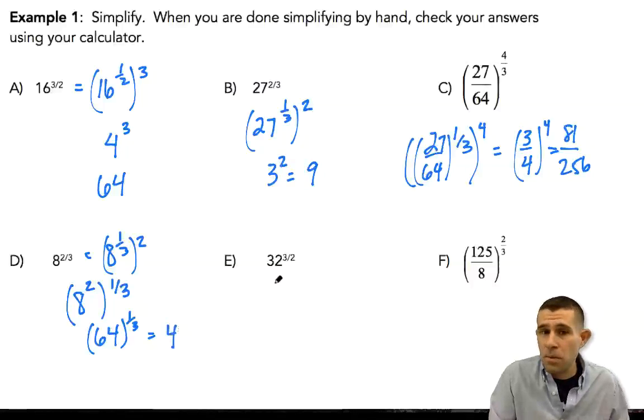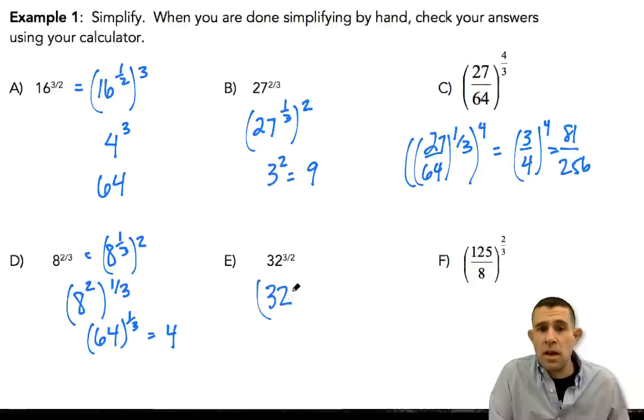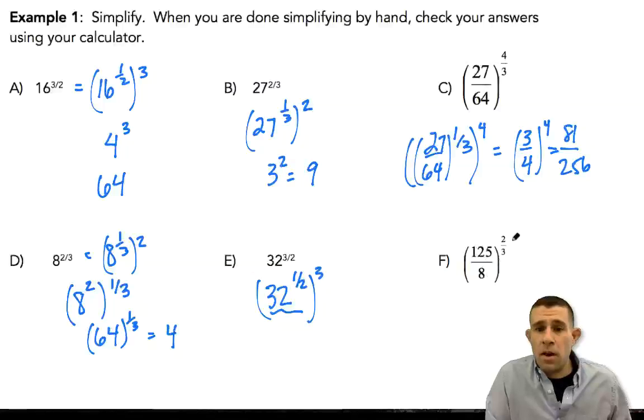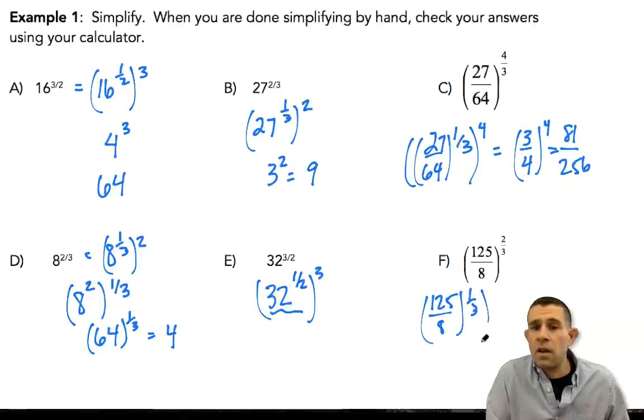and the cube root of 64 is 4. All right, 32 to the 3/2, we're going to take 32, and let's take the square root of 32 first, and then raise that to the 3rd power. Now, the square root of 32 is not a nice number, so we're going to do this one just on our calculator. Now 125 over 8 to the 2/3, so this results in 125 over 8. And we're going to take the cube root of that first, and then we will square that. So that is 5 over 2 squared, and that results in 25 over 4.